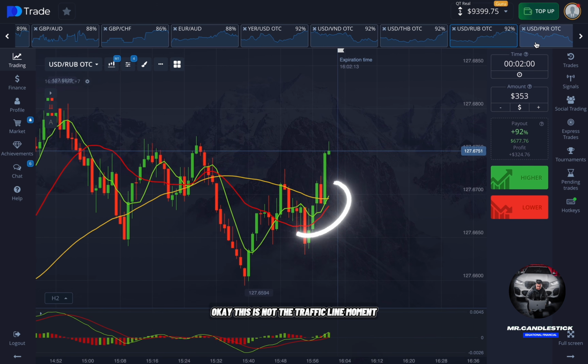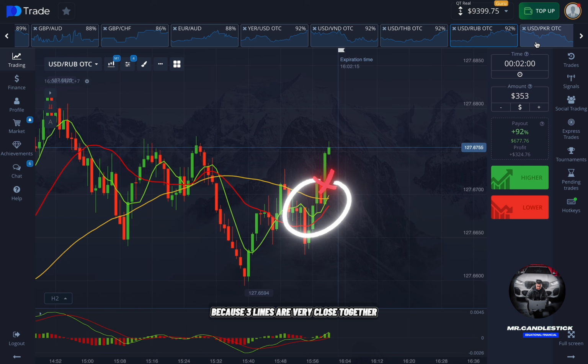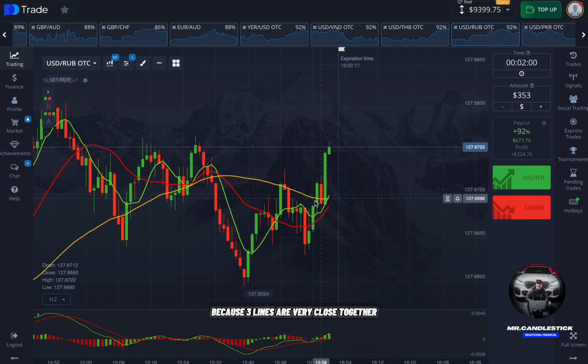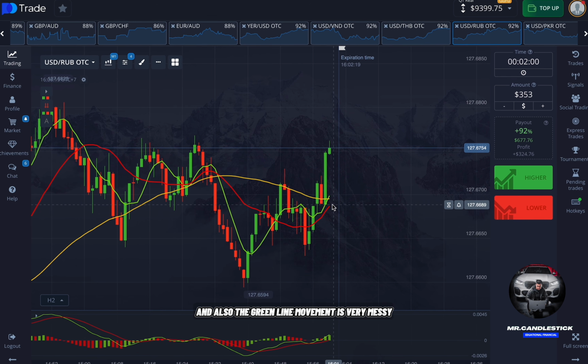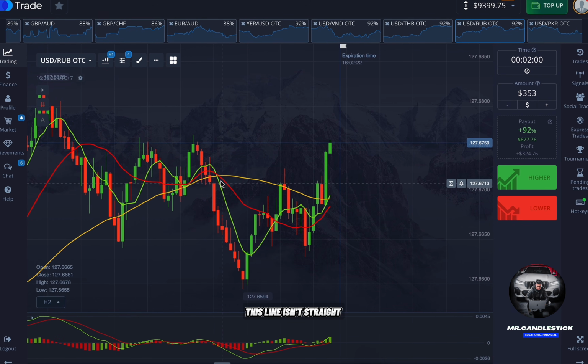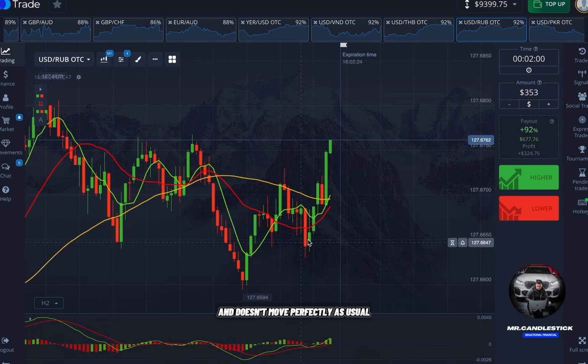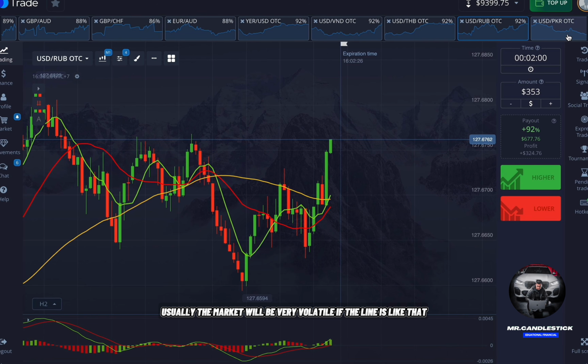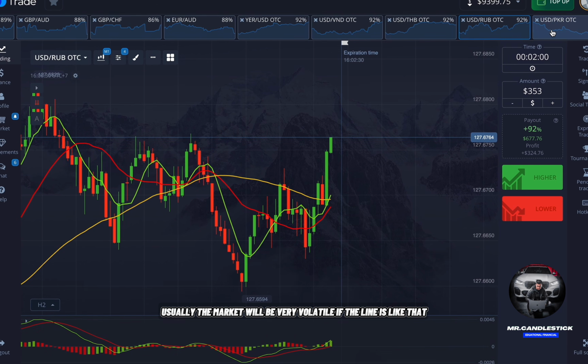Okay, this is not the traffic line moment, because 3 lines are very close together. And also, the green line movement is very messy. This line isn't straight and doesn't move perfectly as usual. Usually, the market will be very volatile if the line is like that.